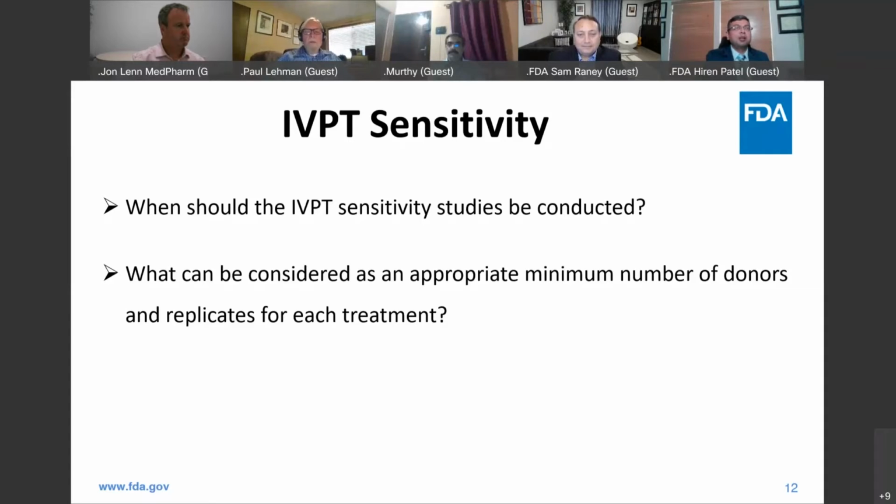Probably that will save a lot of resources. If you have something you need to optimize during the development, it would be a good idea to conduct the IVPT sensitivity study as a part of method development.